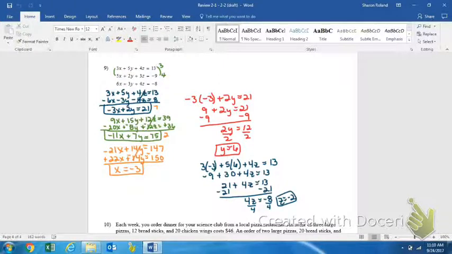And we have all of the variables, so I'm going to write it as an ordered triple. X is negative 3, y is 6, and z is negative 2.